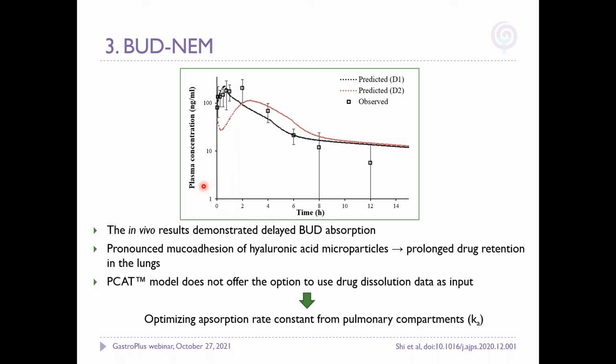But unfortunately, since the current version of the PCAT model does not offer the option to modify drug pulmonary retention time, nor to use drug dissolution as input, we chose an alternative approach: to change the drug absorption rate constant.